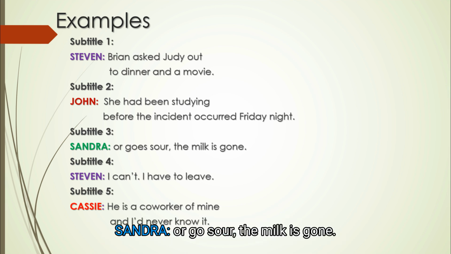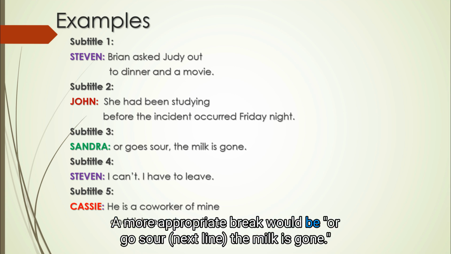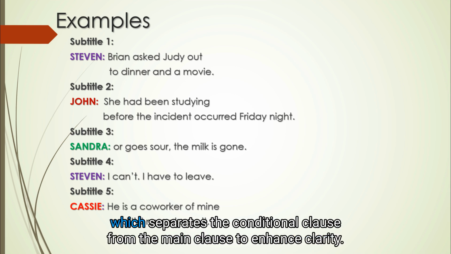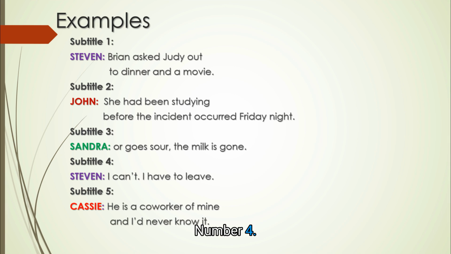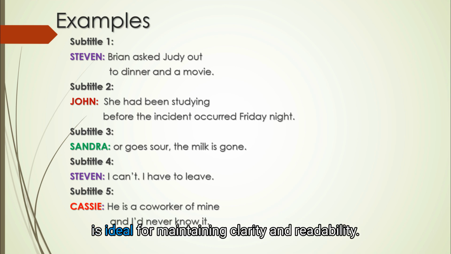Number 3: Sandra, or goes sour, the milk is gone. This breaks the rule of providing a clear line break. A more appropriate break would be or goes sour, next line, the milk is gone, which separates the conditional clause from the main clause to enhance clarity. Number 4: I can't, I have to leave. This correctly demonstrates the formatting because it has 2 complete sentences, which is ideal for maintaining clarity and readability.